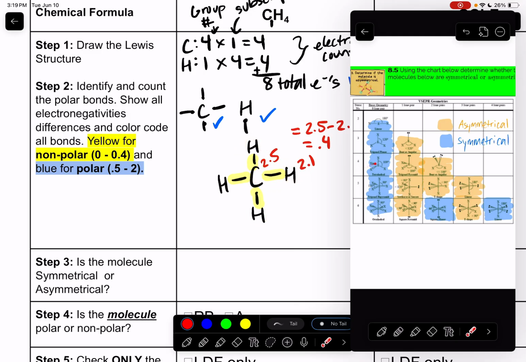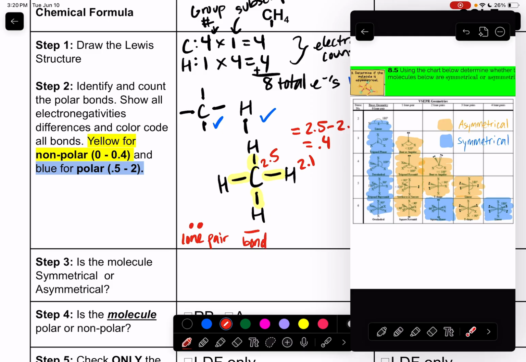So that means I'm going to look on this chart at row 4, and the way you read the columns up and down is based on the number of lone pairs. So how many lone pairs are on the central atom? If we look at carbon, there are 0 lone pairs, only bonds. If you forget what that looks like, this is a lone pair versus this is a bond. So our carbon has no lone pairs around it.